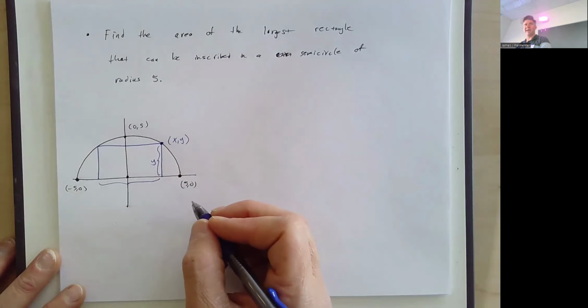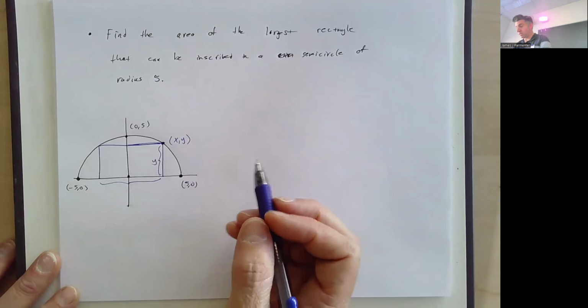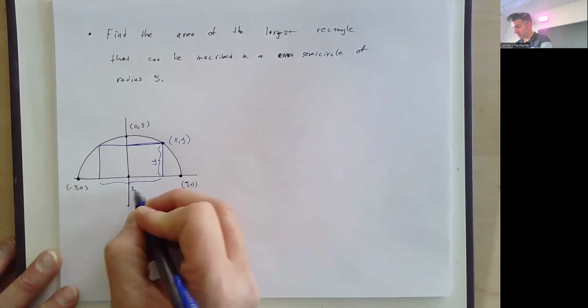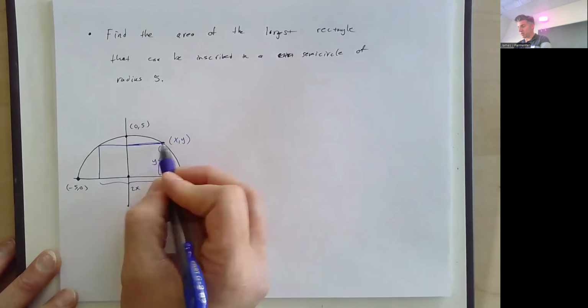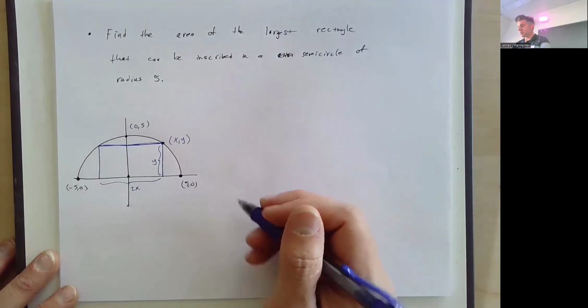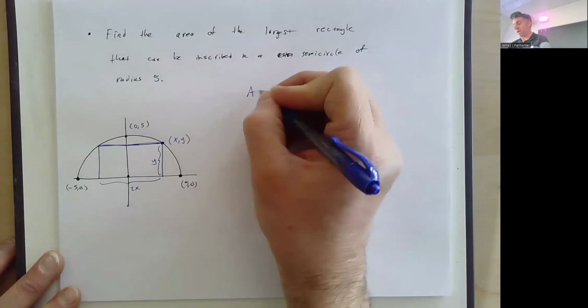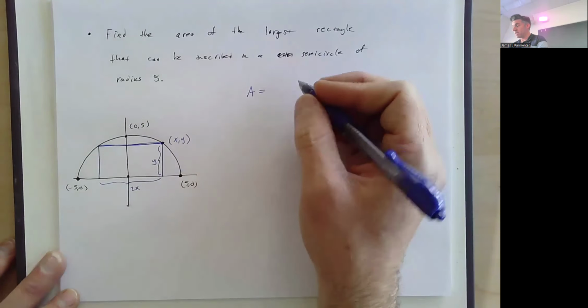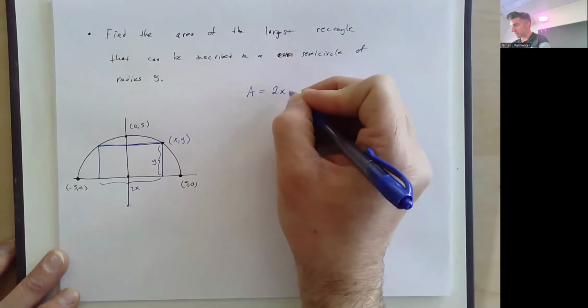It's not quite x, because x is this length here. And apologies for the lack of symmetry in my picture. It is 2x, because this is x, this is also a length of x, so it's x plus x, which is 2x. So the area of my rectangle, the area that I'm trying to maximize, is 2 times x times y.